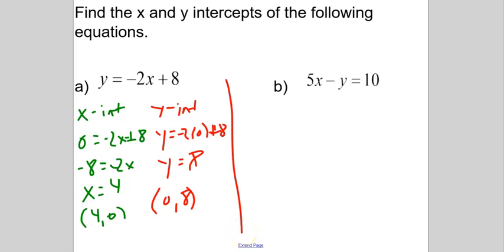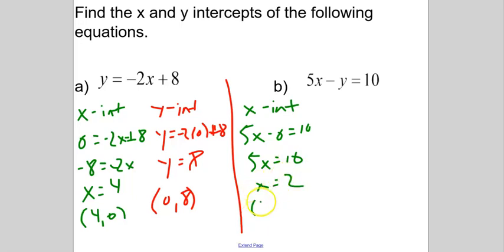Okay, if we look at this next one, we're not in slope intercept, so we need to actually plug in. For x-intercept, we're going to plug in 0 for y, so we'll get 5x minus 0 is equal to 10. And then we'll get 5x equals 10, so x is 2. So that means we get 2, 0. And then doing the same thing for our y-intercept, we're going to plug in 0 for x, so 5 times 0.